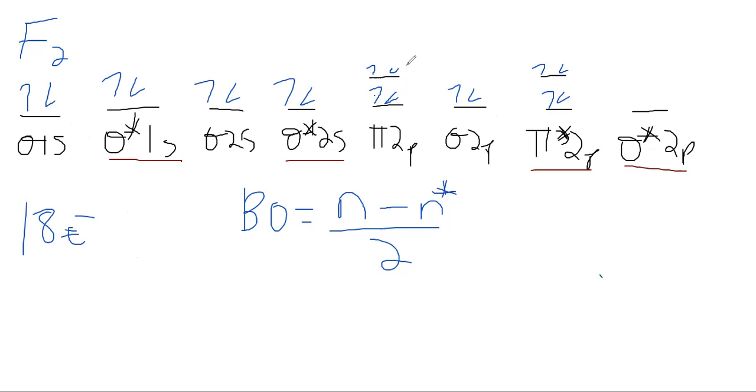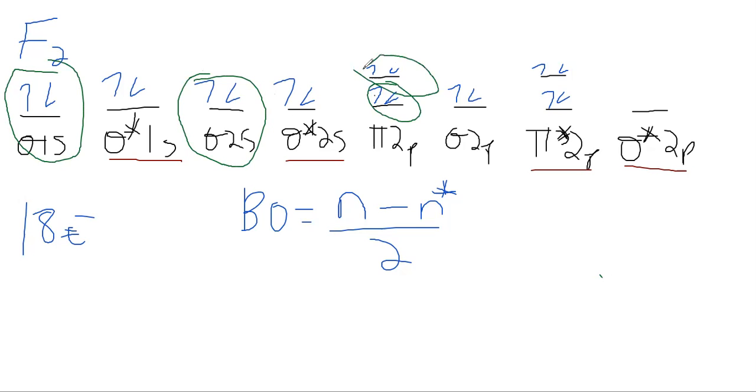Now we're going to count our bonding. So our bonding: 2, 4, 6, 8, 10. So we're going to have 10 bonding minus our non-bonding. Right here we have 2, 4, 6, 8.